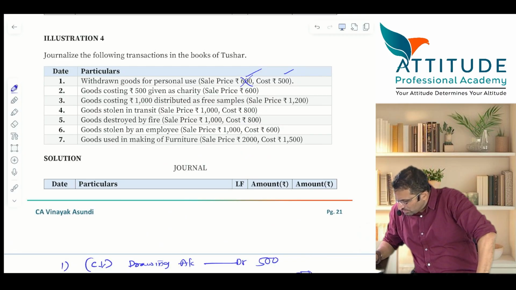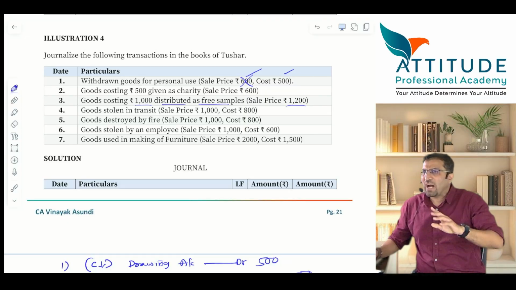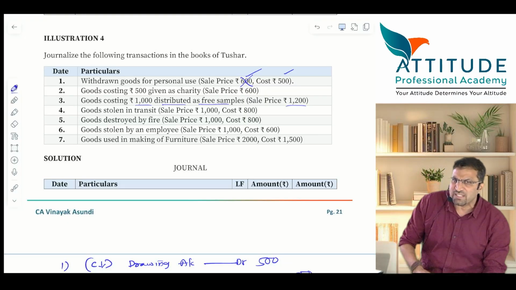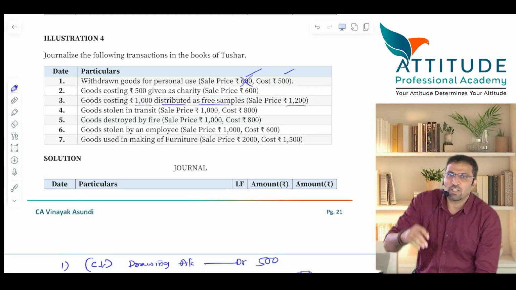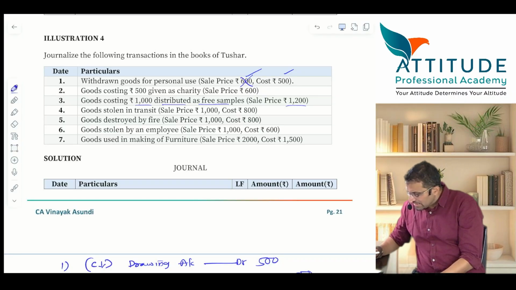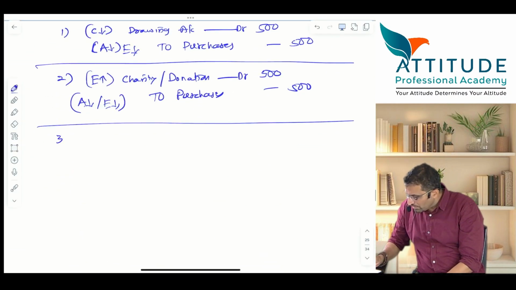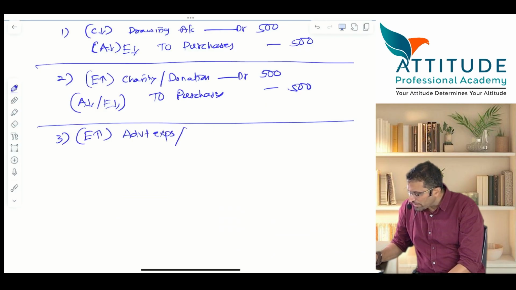Goods costing 1000 distributed as free samples. Selling price is 1200. Now why do you distribute the goods as free samples? Because you want advertisement of your product. Yes or no? So expense increases. Advertisement expense or sales promotion expense. What expense? Anything you can put.